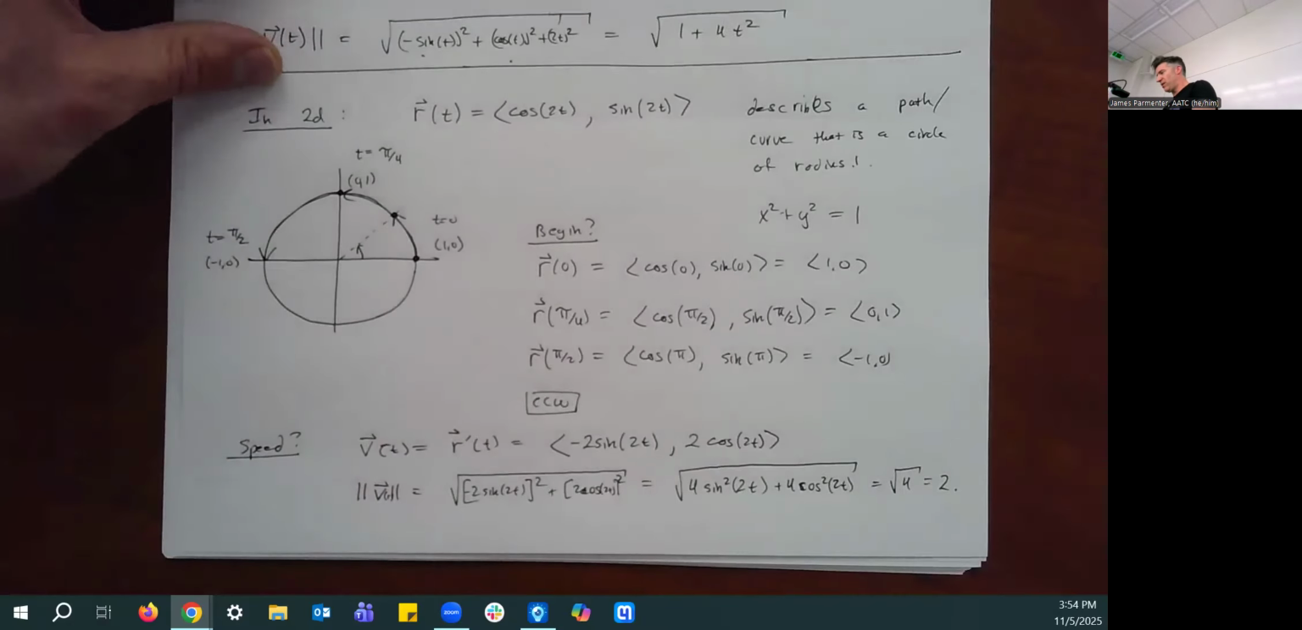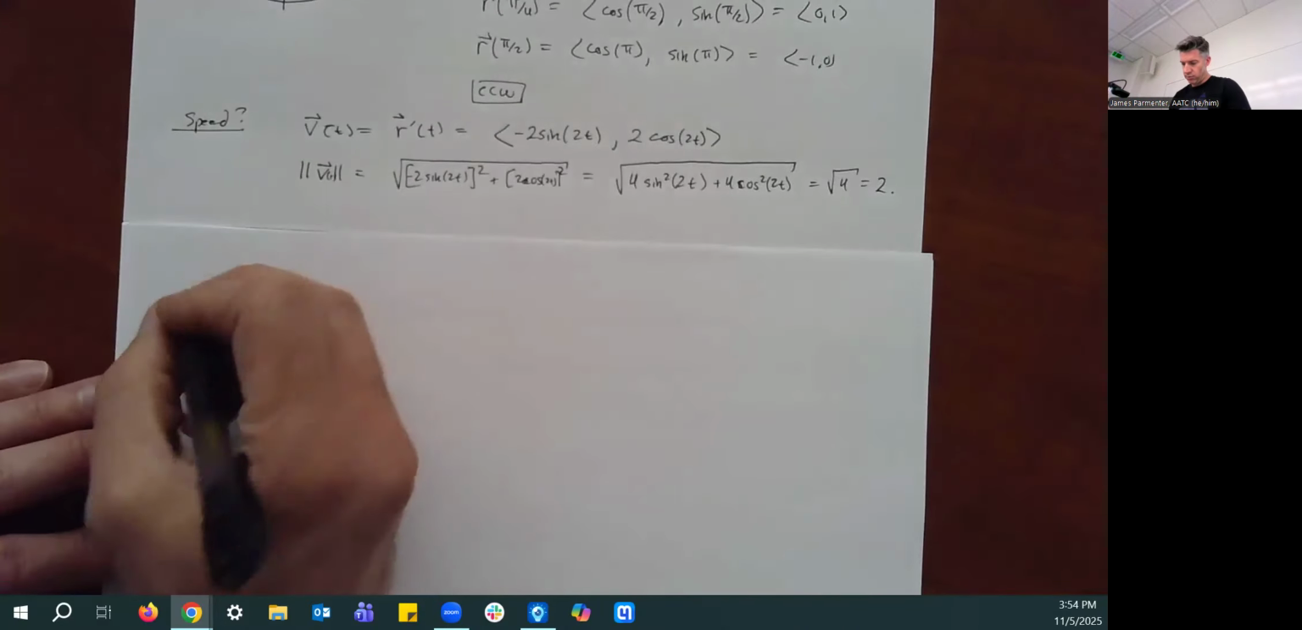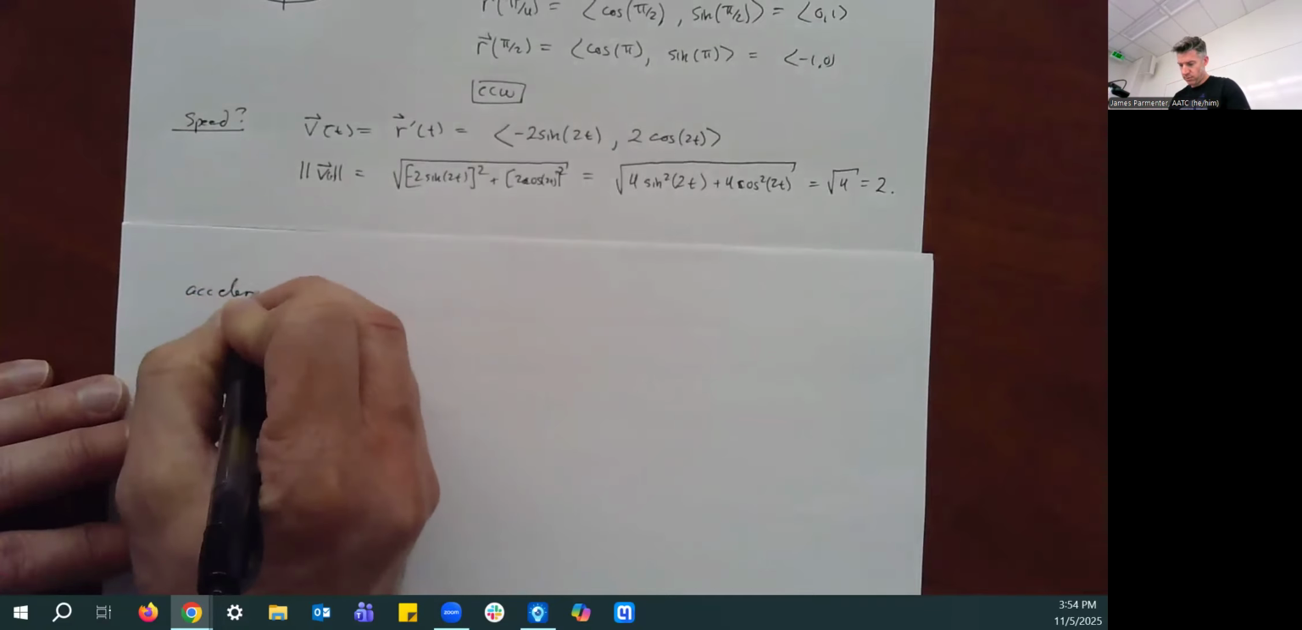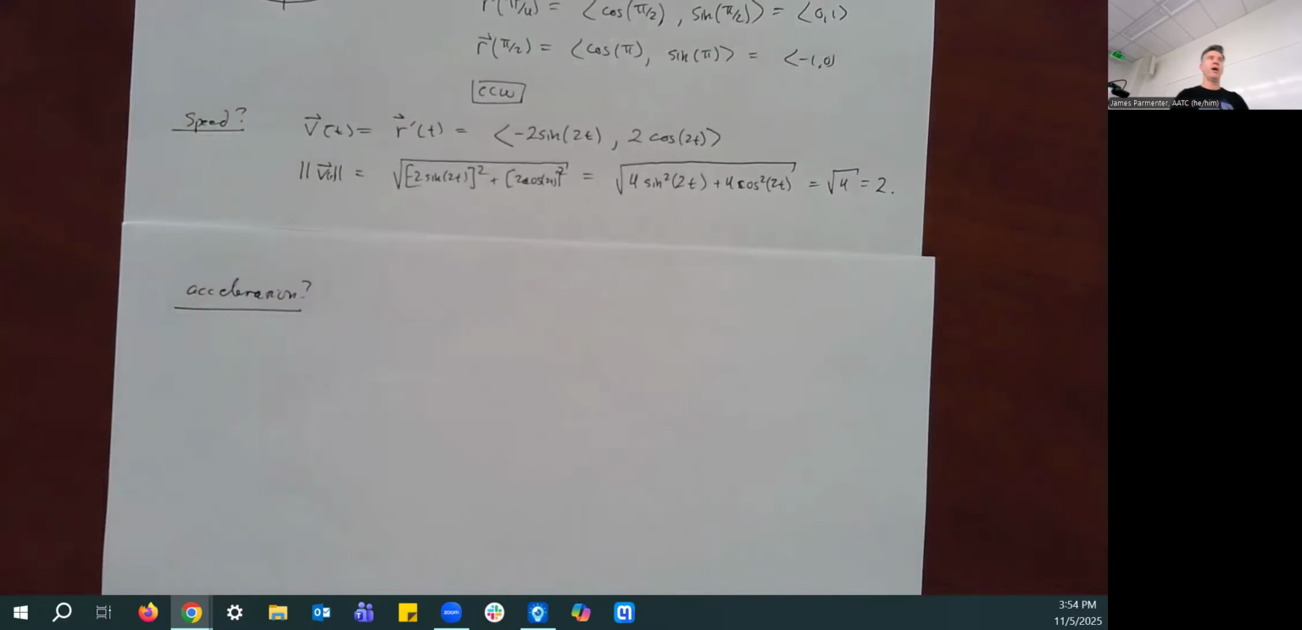And yeah, we have enough time. So we'll say 2 more things, then we'll call it. So what about the acceleration? Well, just like velocity is the derivative of position, acceleration is the derivative of velocity.